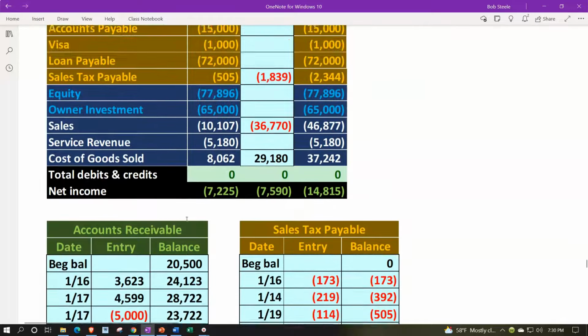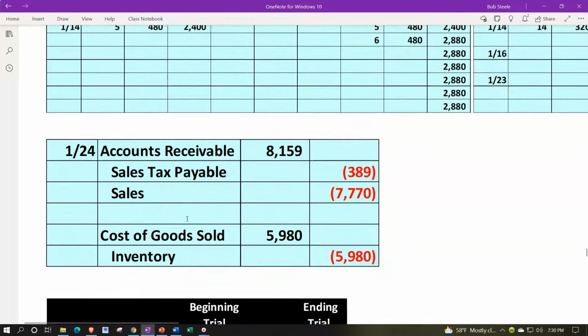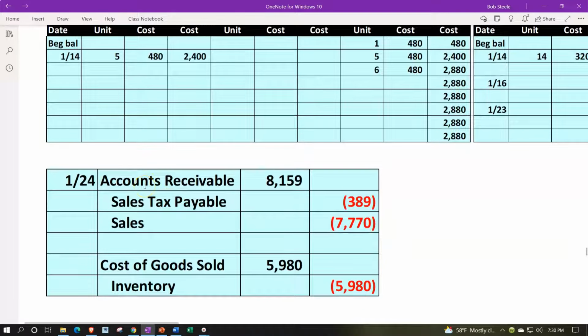Let's do it one more time. The second invoice had a sales price of $7,770. The sales tax would be 5% of that, so the accounts receivable, therefore, is $8,159. This would be basically what's shown on the invoice. What's not shown on the invoice is the inventory going down by $5,980 and the cost of goods sold going up by $5,980.